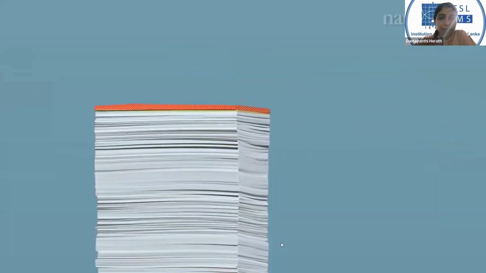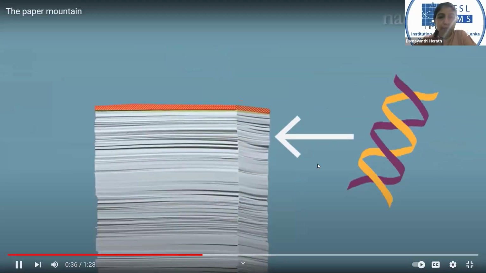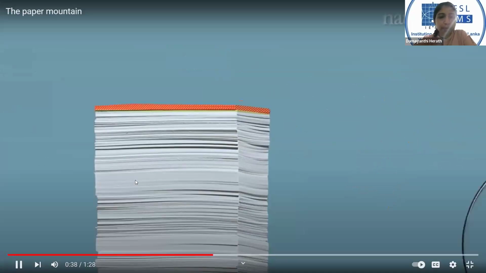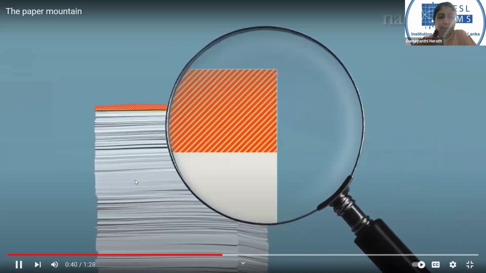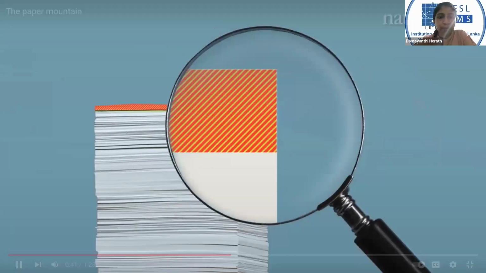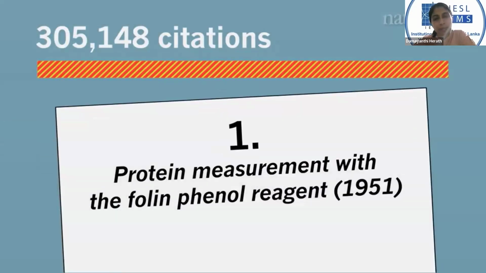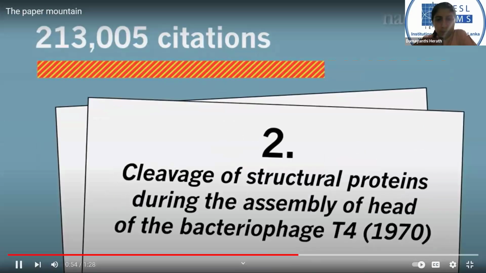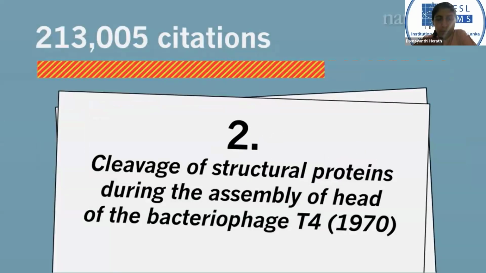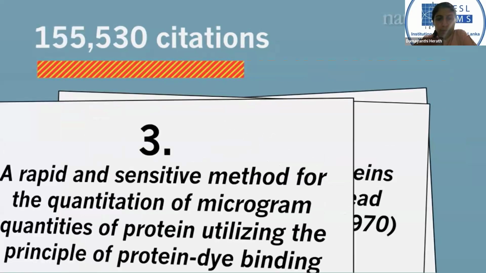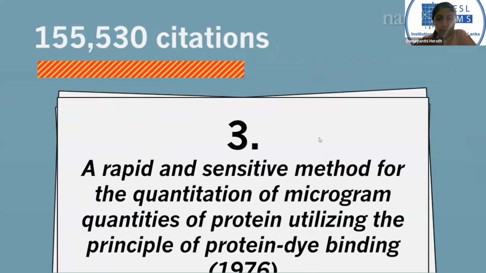Among these, Watson and Crick's paper on the structure of DNA. But to reach the top 100 takes something extra special. At number 1, with over 300,000 citations, is a 1951 paper describing a way to measure the amount of protein in a solution. Similar biological methods dominate the list, along with papers on software and statistics.